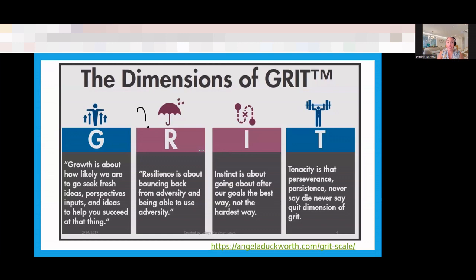I stands for instinct. Instinct is about going after our goals the best way we can. So not the hardest way, but what's the best way? And T stands for tenacity, that perseverance, persistence. Never say die, never quit dimension of grit. And so again, these are tools that we can help our students use right now by even just recognizing, okay, how do I develop this? I might not have it, but how can I practice this right now?